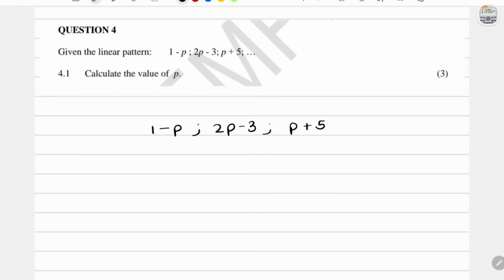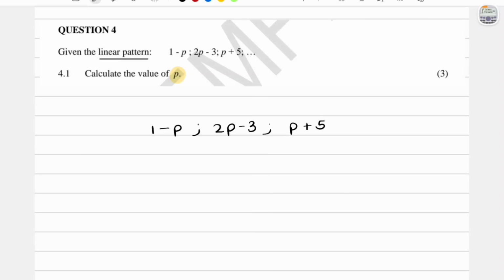Okay, so now we're on question 4. And question 4 says, given the linear pattern, and we have 1 minus p, 2p minus 3, and p plus 5, which I have written down here, we have to calculate the value of p. Okay, so please notice that they've given you 3 terms, and they all include p. And you have to find the value of p if this is a linear pattern. Remember, a linear pattern is an arithmetic pattern.